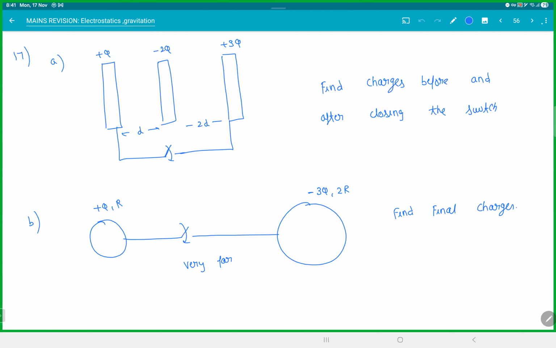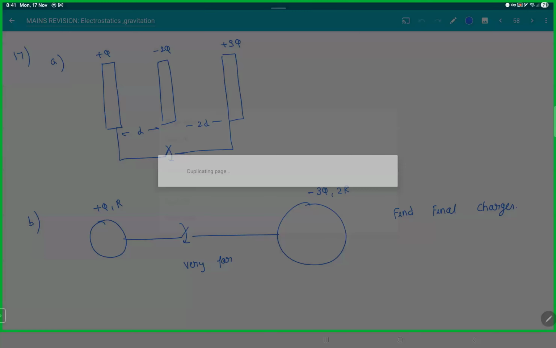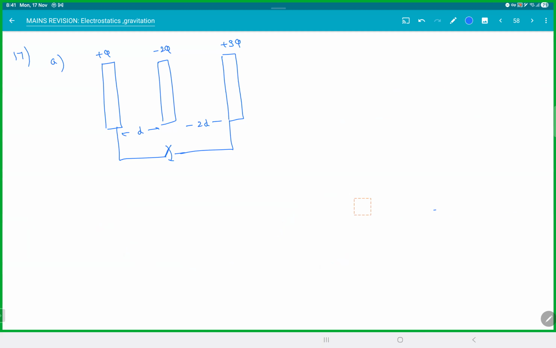So hope you remember the results for this. Again, you should know the results, how to do this, or else you won't be able to handle it. So let me show you the results. First thing, whenever you have parallel plates, there are two results primarily.